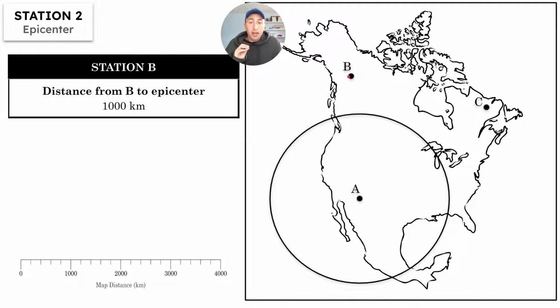You don't know exactly how far. You don't know if it's this direction, this direction. So you have to draw a radius. You have to draw a circle around Station B with a radius of 1,000 kilometers. The way to do that is they give you the map distance chart on the bottom of this station.